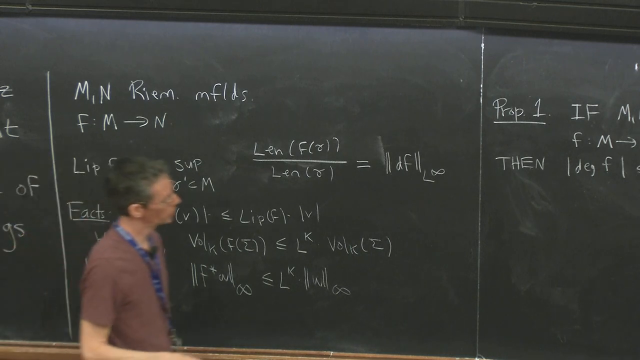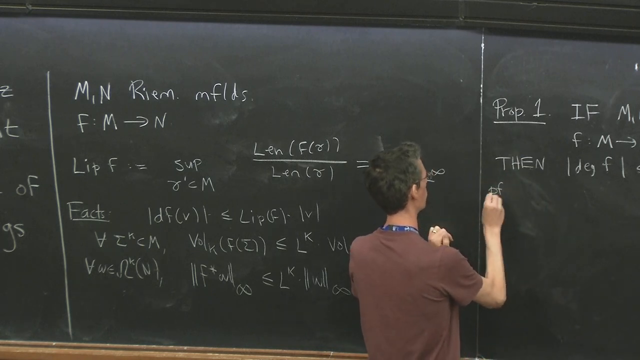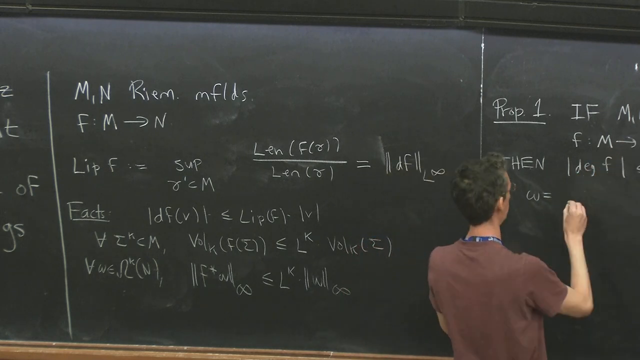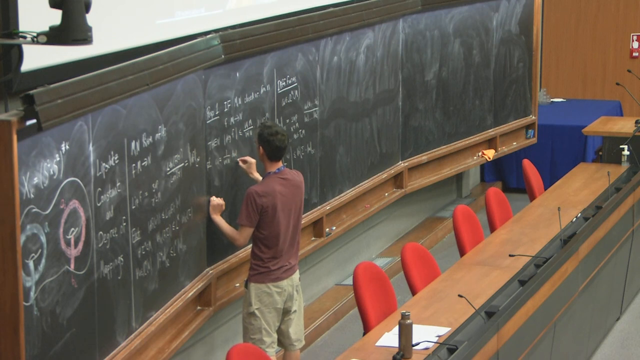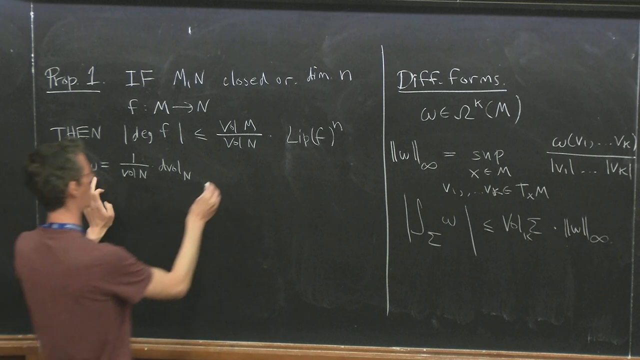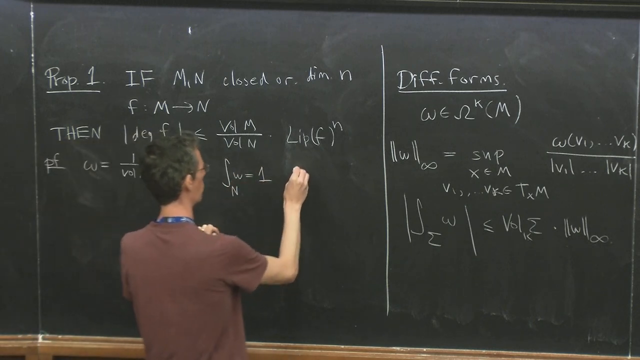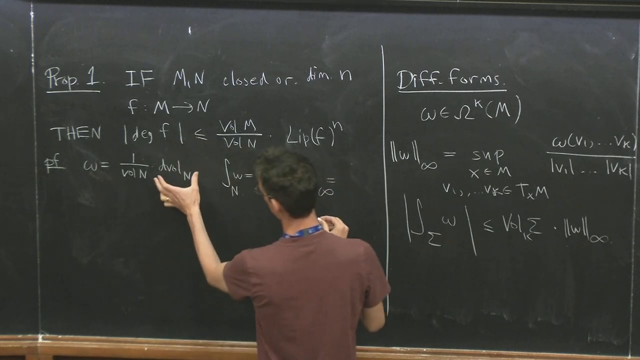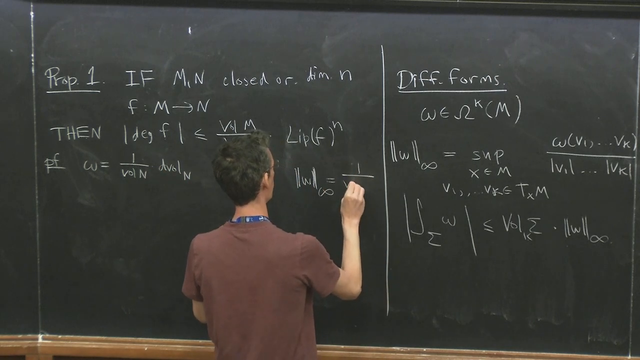Okay, so now we have the tools to prove this fundamental proposition. So here's the proof. I let omega be a normalized volume form on the target. So it's 1 over the volume of the target times d volume of the target. And so it's normalized, so its integral is 1. And also, I can think about its L infinity norm, and the L infinity norm of the volume form would just be 1, but because of the normalization, we divide by the volume of N.